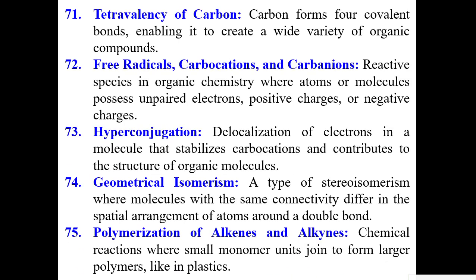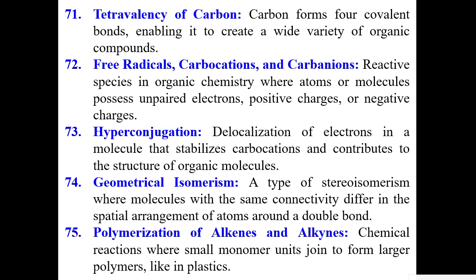The tetravalence of carbon. Carbon can share 4 electrons with surrounding atoms. That is the most specific property. If it loses 4 electrons, it gets the octet, or if it takes 4 electrons, it also gets the octet. So carbon can become either positive or negative. That is the reason carbon is abundantly available in the universe and on Earth. Carbon forms 4 covalent bonds, enabling it to create a wide variety of organic compounds.